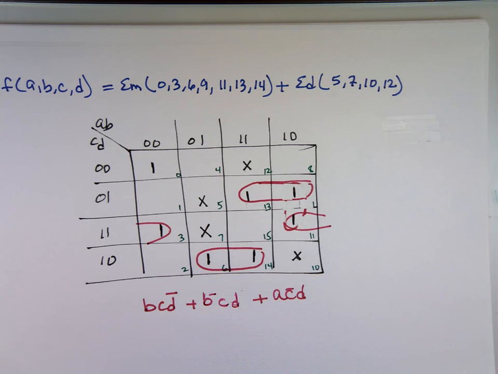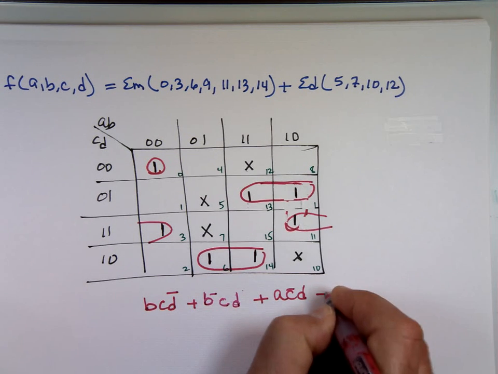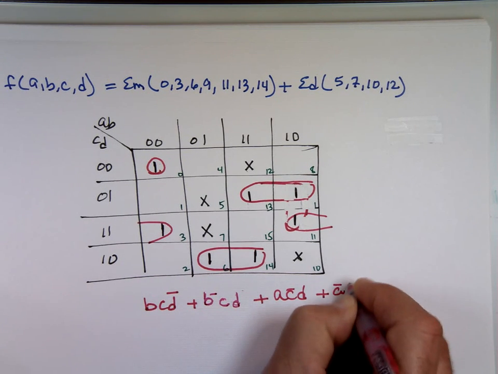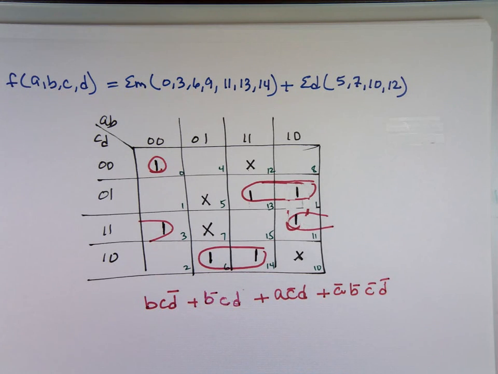Can you take that 1 with any one of them? No. Even if I make all the x's 1s? No. A, B, not. A naught, B naught, C naught, D naught. So in this case, all the don't care, you make them zeros. I don't need them. They don't help me.